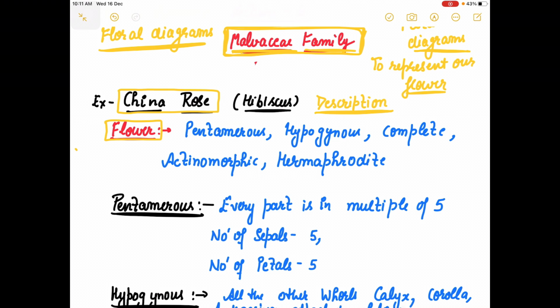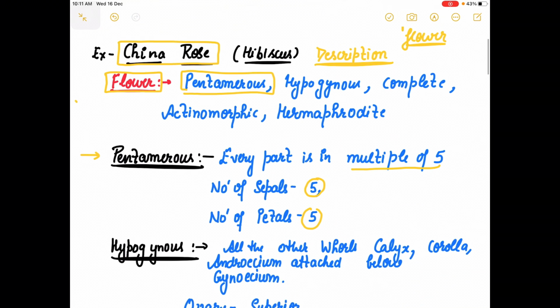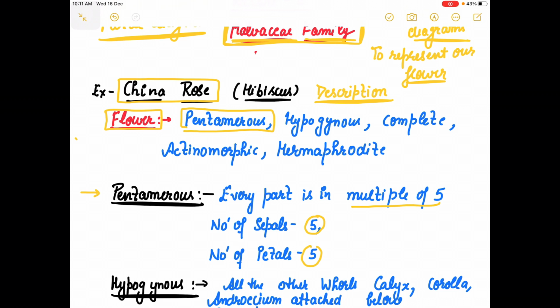Now, which kind of flower? Is it trimerous, is it tetramerous, or is it pentamerous? The flower of China rose is pentamerous. Pentamerous means every part is in a multiple of 5. Here you will see the number of sepals is 5, number of petals is 5. You do not need to write these descriptive words which I have written here. You have to write only the terms. No sentences should be there in the description, only the terminology.